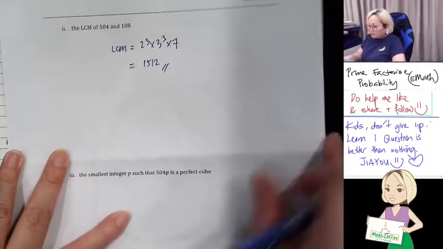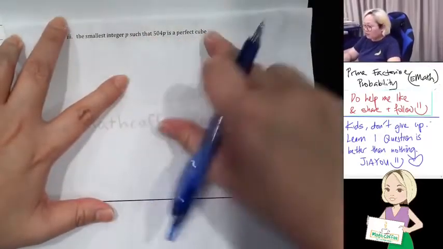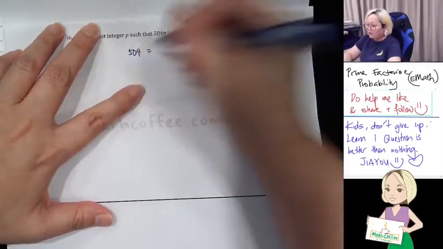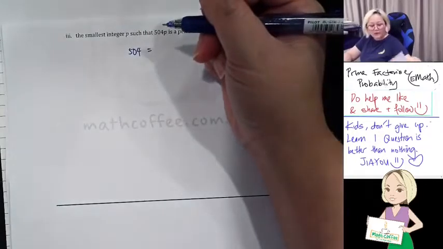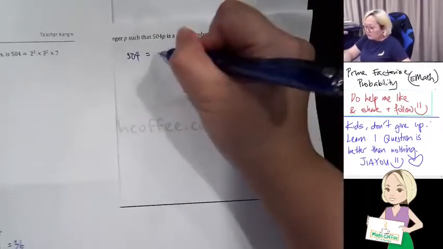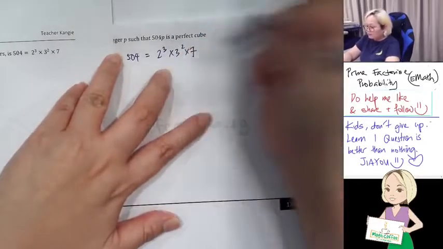Okay, so now let's do this one. Perfect cube. Just now I did perfect square. I haven't done a perfect cube. So 504p. First we need to do the prime factorization for 504, but the question actually already gives it to us. So 504 is 2 to the power of 3 times 3 to the power of 2 times 7.